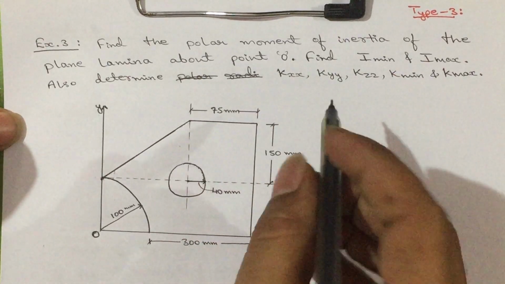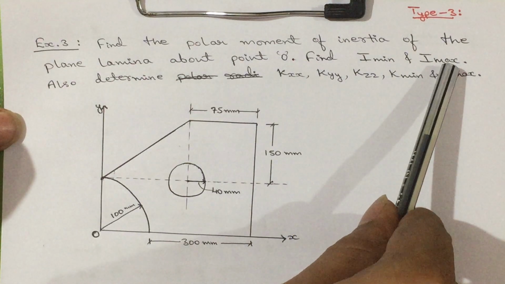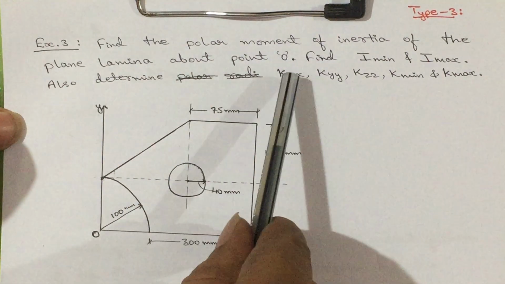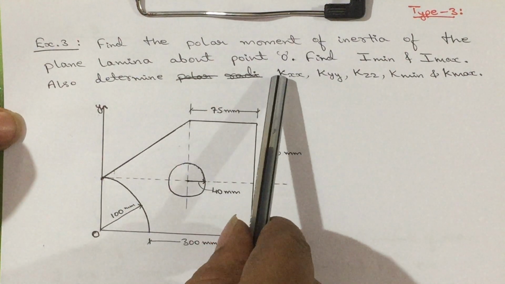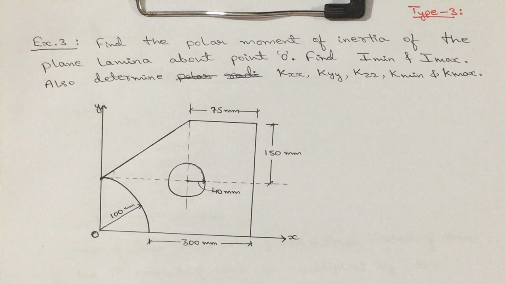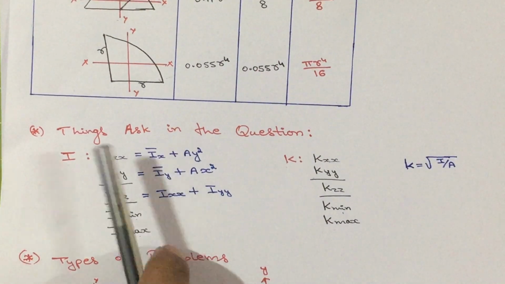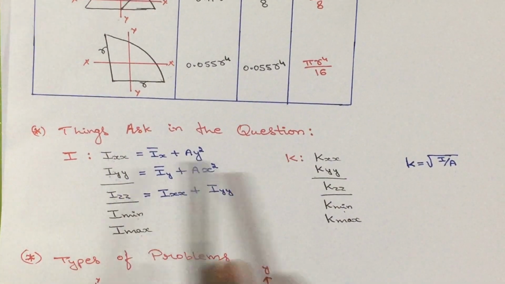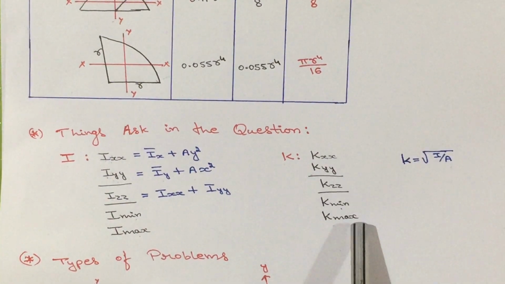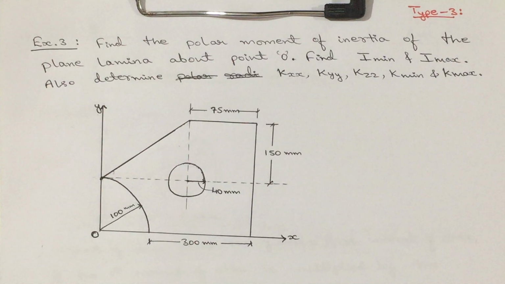In order to make you understand, I wrote the extra thing to calculate, that is find I minimum and I maximum. Also determine the polar radius of gyration like kxx, kyy, kzz, k minimum and k maximum. Let us calculate all the things as per the procedure explained previously. That is, which are all the things they can ask in the question, means maximum I and k, these things. All these things we are going to calculate in this present problem.